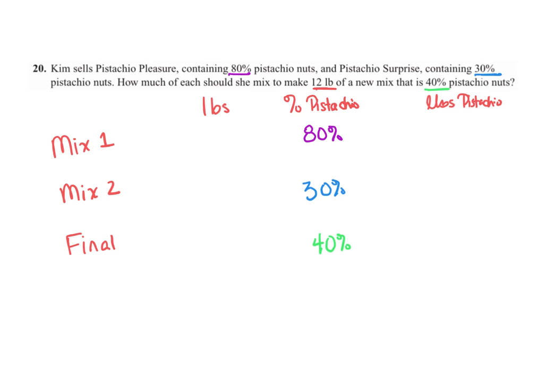All right. So like he said, we know pounds of the final, 12 pounds of the new mix. That's going to be 12. So what do you think I'm going to do for the other 2? I don't know either. Yeah, I'm going to use a variable. So if I put a variable here, then how do I know what mix 2 is going to be? 12 minus x, right? Makes sense?